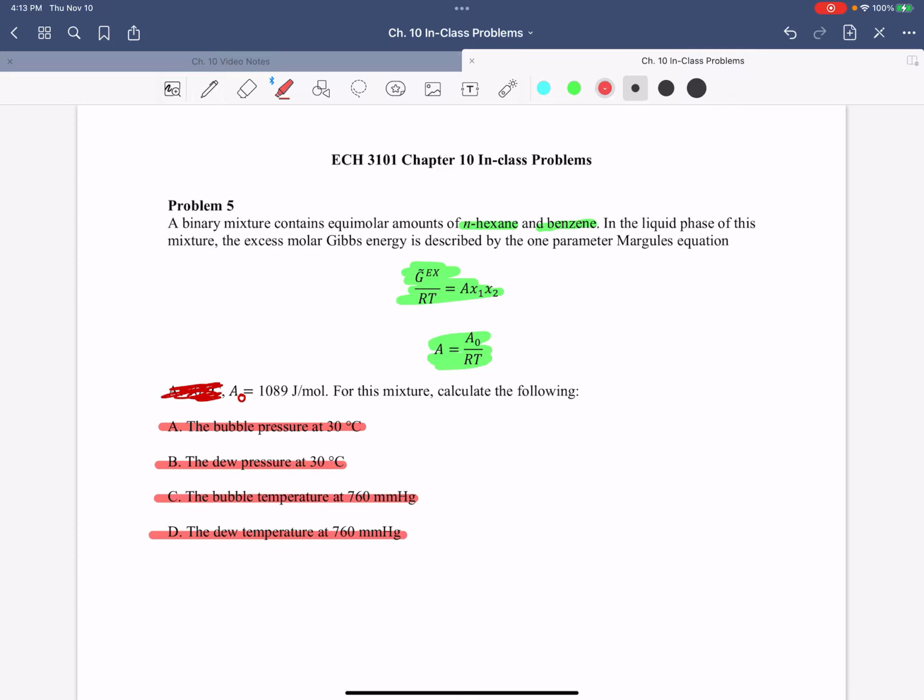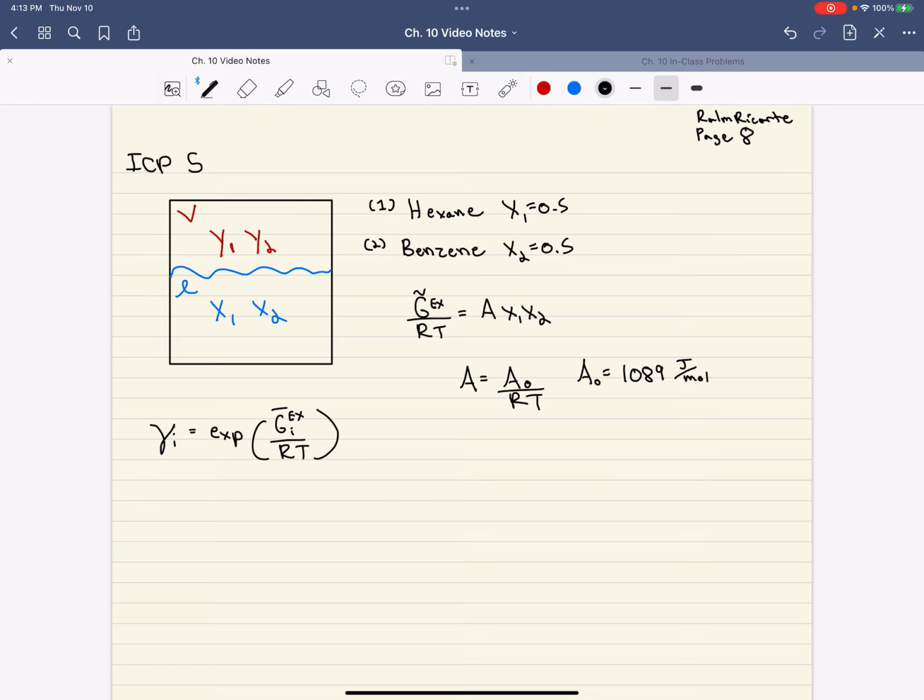Okay, so based on the information in this problem statement, we can sketch out a diagram that looks like this, where once again we have this binary mixture of species 1, which is hexane, and species 2, which is benzene, and we're going to let the system equilibrate such that it forms a liquid phase and a vapor phase. In each phase, we're going to have species 1 and species 2. So x is a liquid phase mole fraction, y is a vapor phase mole fraction. Initially, the system is going to be equal molar.